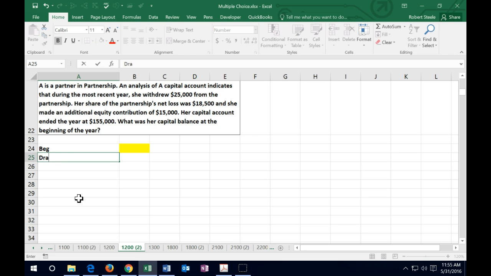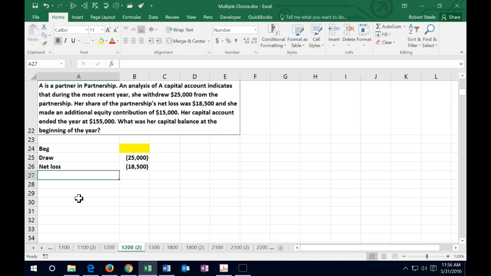So draws normally would decrease because that would decrease the amount that the business, or the partnership in this case, owes to her. So that would be a 25,000. So whatever that first number is minus 25,000. Her share of the partnership net loss. Now there wasn't income, it was a loss. If it was income, it would increase the capital balance, but in this case it was a net loss. Therefore, her share of the loss, 18,500, decreasing whatever that beginning balance is.